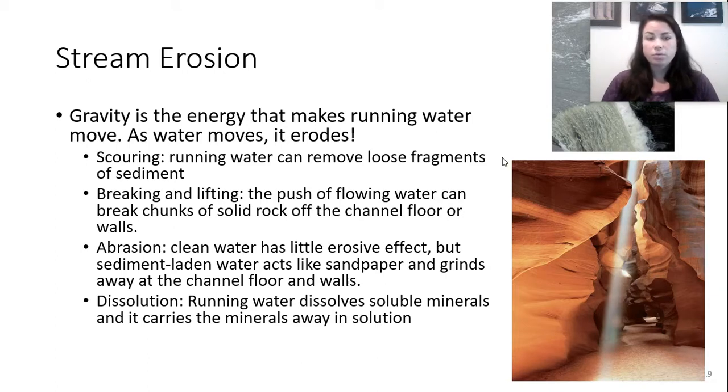We have abrasion, which is where clean water has very little erosive effect, but sediment-laden water acts like sandpaper. So as a slurry gets loaded with sediment, it can grind away the floors of a channel or a wall. And then we have dissolution, which is where running water dissolves soluble minerals and carries the minerals away in solution.